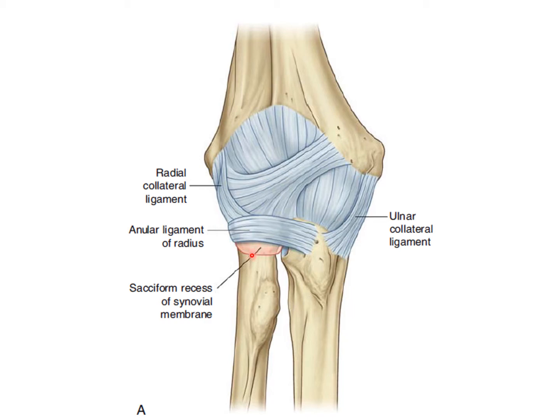So the synovial membrane here is not only covering the area of the annular ligament, but it is extending down and making a sac-like structure. The term sac means a bag-like structure over here. It is a little bit hanging down, that's why it is known as sac, and completely it is the extension, so that's why it is known as the sacciform recess of the synovial membrane.